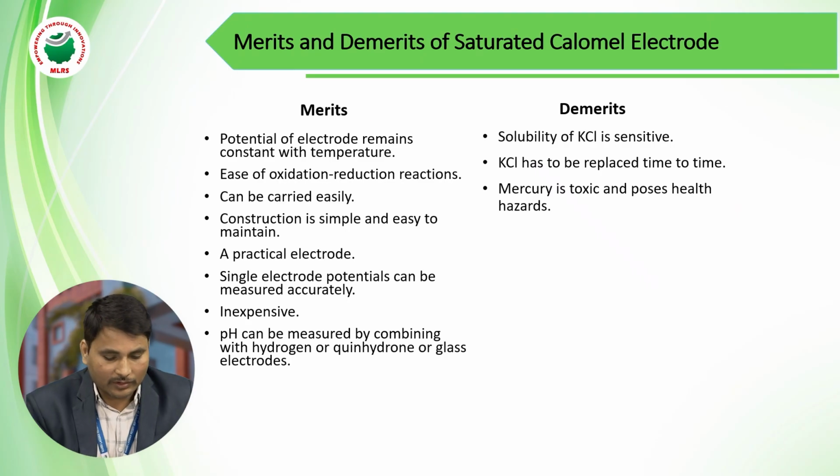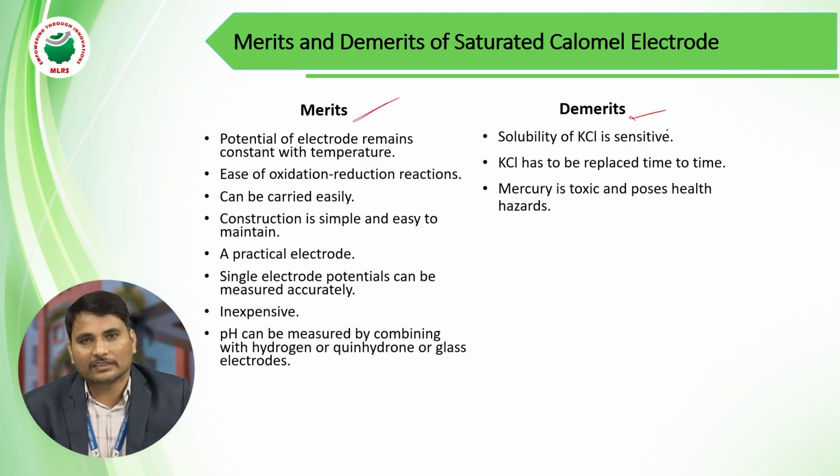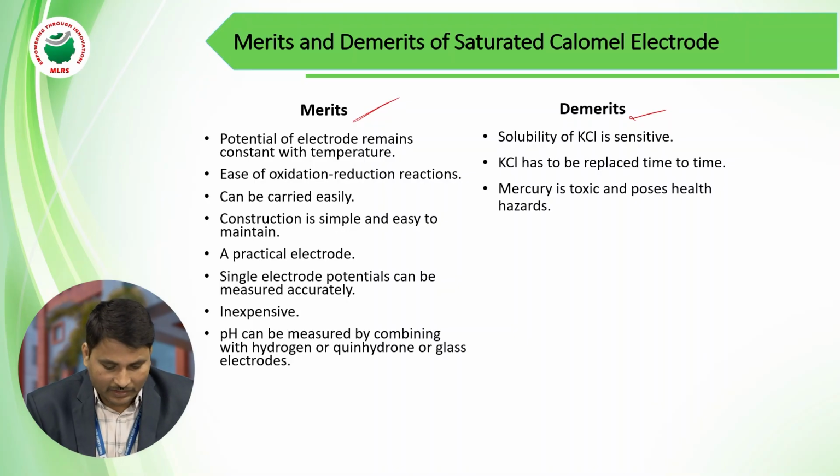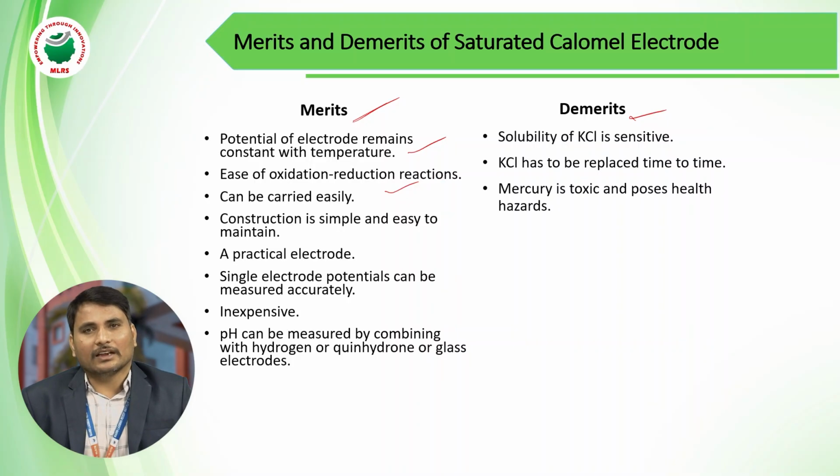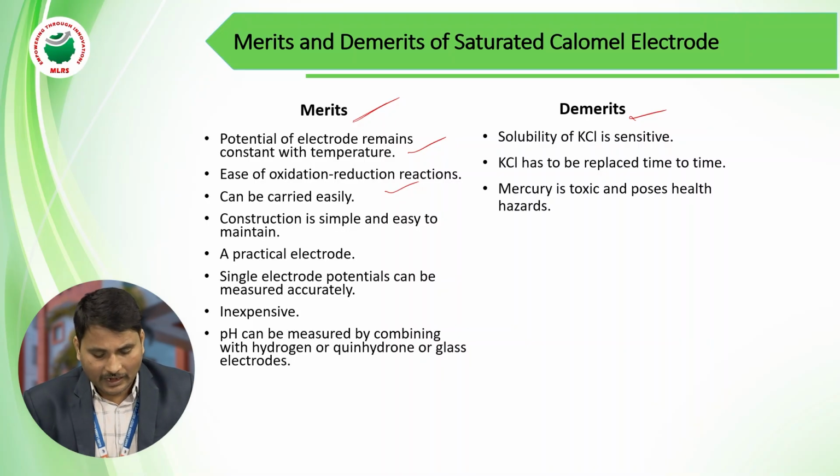What are the uses, merits and demerits of the calomel electrode? Especially, why do we use it to find out the potential? The first merit is that the potential of the electrode remains constant with temperature. It is not affected by temperature. And both oxidation and reduction reactions are easily carried out. You can handle it very easily.